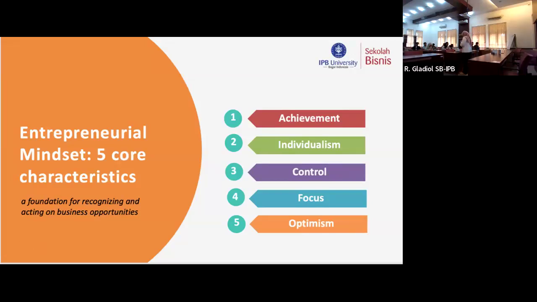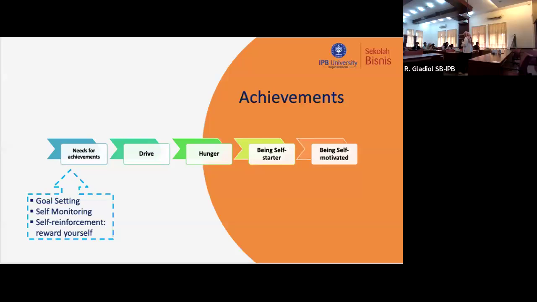I will give you one by one. Achievement starts from the need for achievement until being self-motivated. You have to set your goal, you have to monitor it, and you have to have self-reinforcement. Goal setting means defining clear targets.